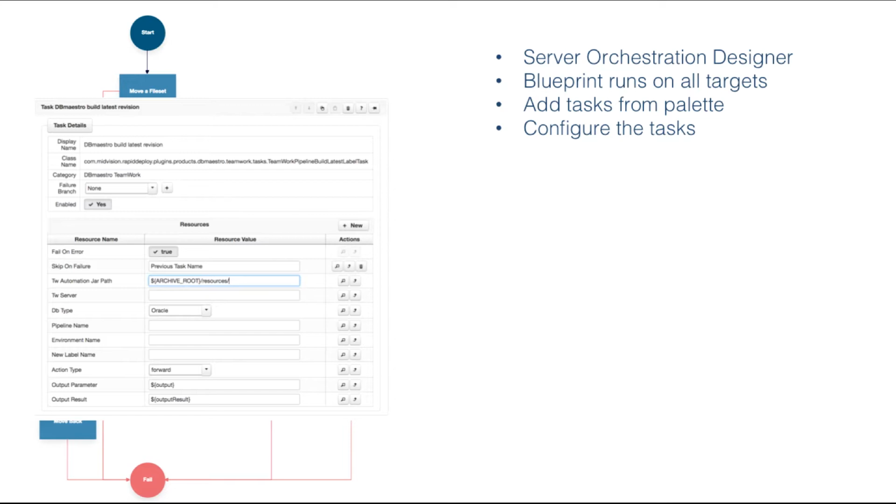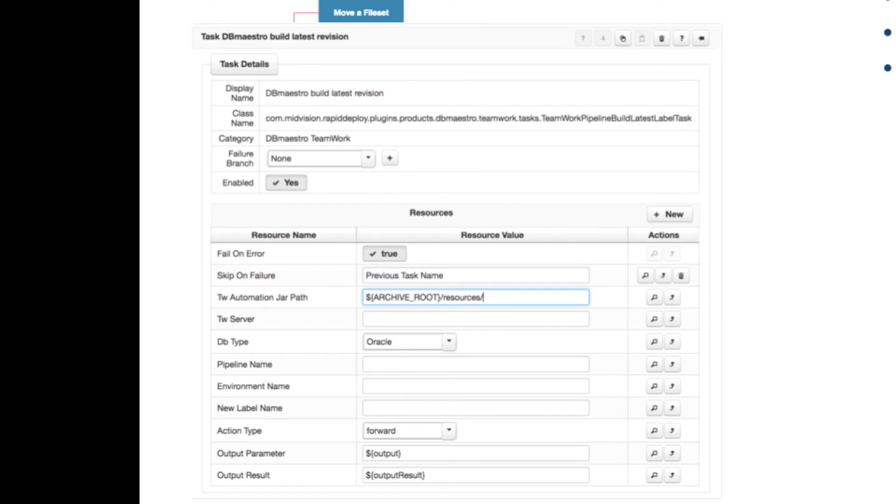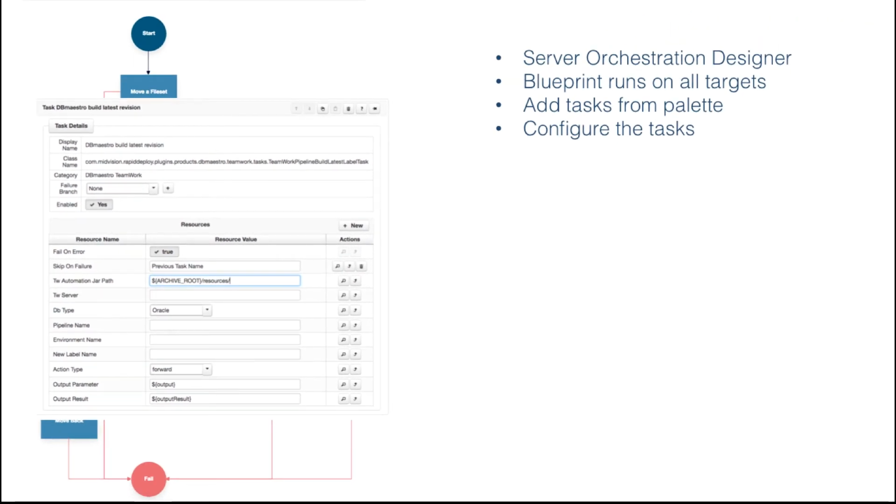We can use environment variables, so that's a built-in RapidDeploy variable there of archive root, which always points to the expanded archive of the deployment package on the target server. There are many built-in environment variables. You can also use variables in the same form that are output from previous tasks. So any output from any previous task can be used in any later tasks.